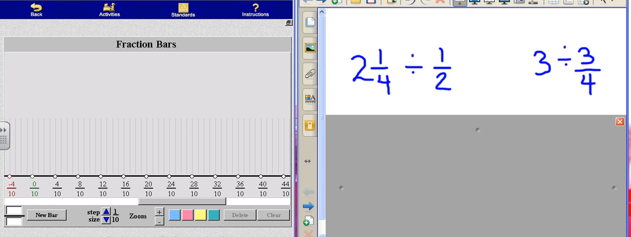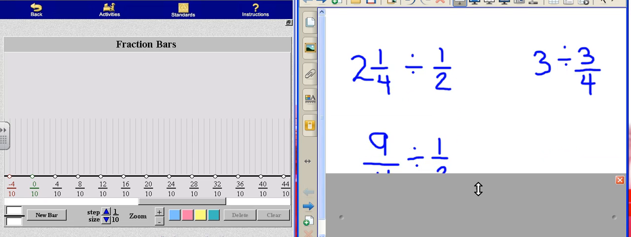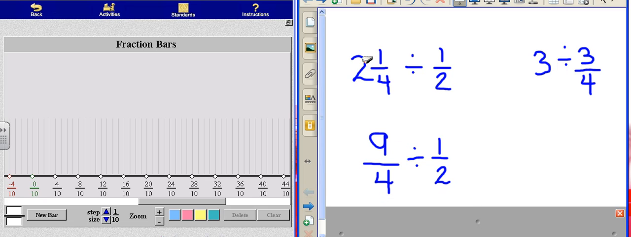We have the long-awaited tutorial on fraction bars, where we show how we divide fractions. We're going to start with 2 1/4, which is a mixed number, divided by 1/2. The first thing we're going to do is change 2 1/4 to just a numerator and a denominator. We're going to take the whole number part and put it in this format right here.